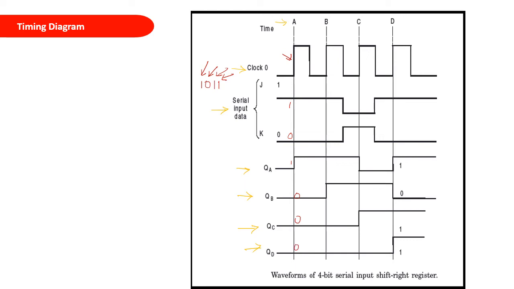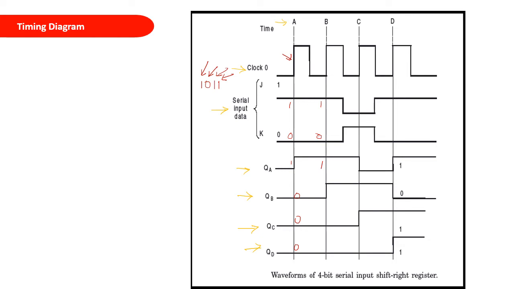Now when the second clock pulse comes, the next data to be transferred is 1. So we will make the JK input this as 1 and this as 0. So the output of QA will become 1. The input of QB, that is the input of the second flip-flop, is actually QA and QA bar.